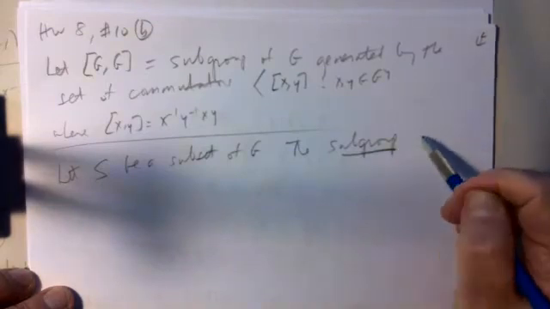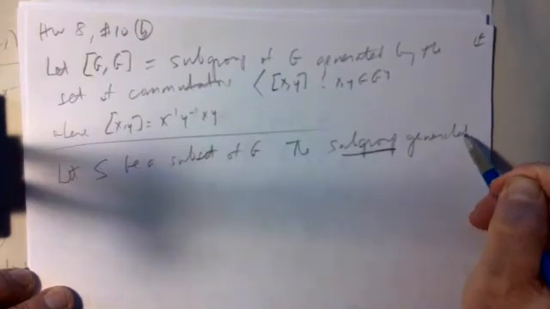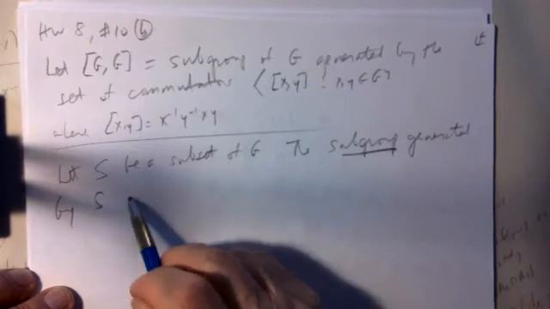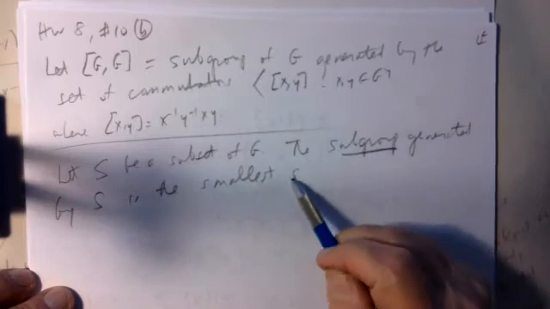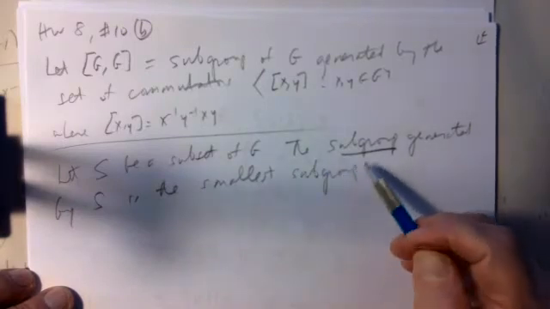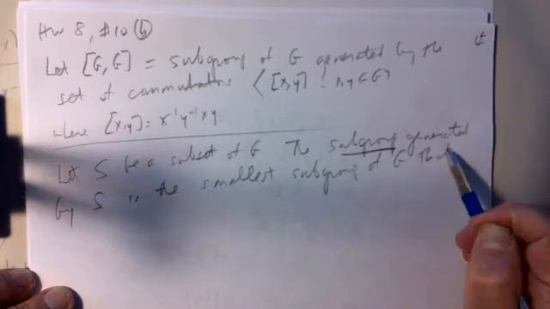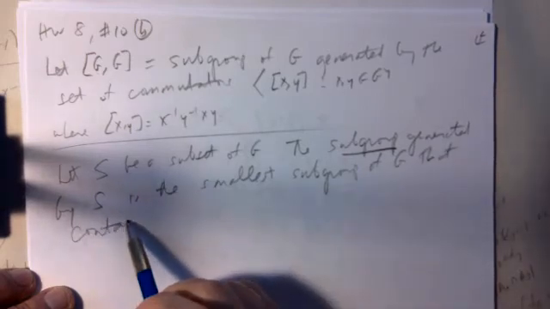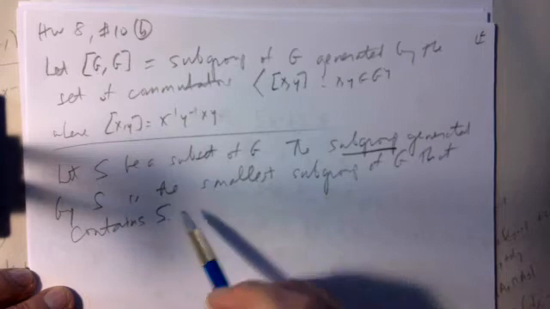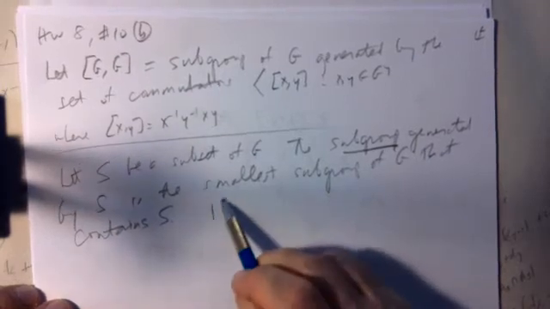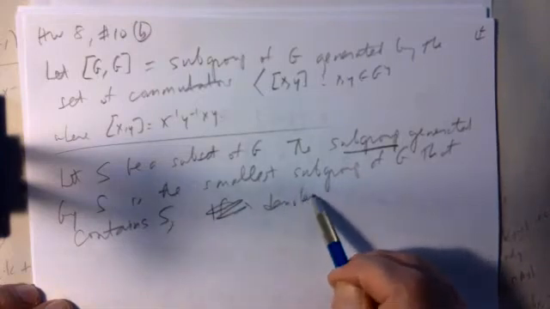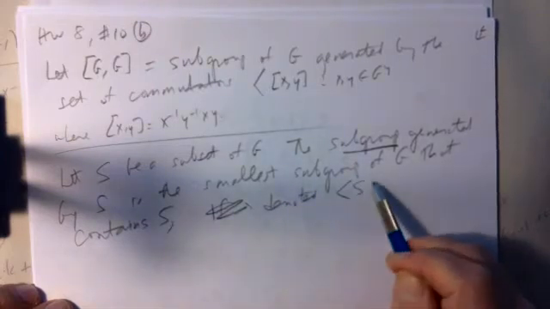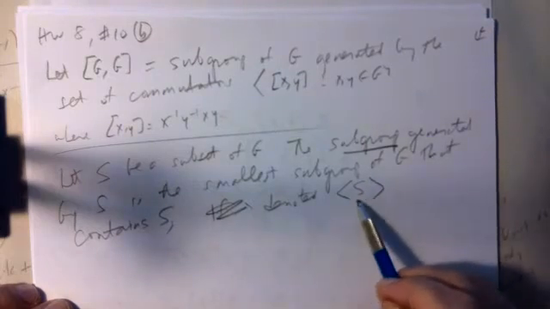The subgroup generated by the set S is the smallest subgroup of G that contains S. The standard notation for this is to put S inside of brackets. So this means the subgroup of G generated by the set S.